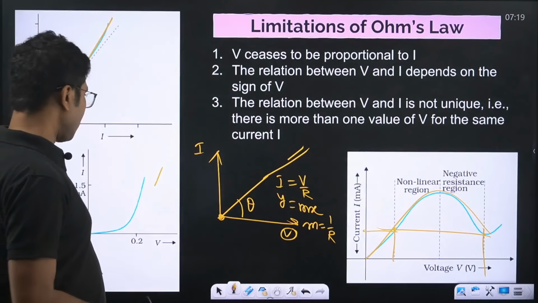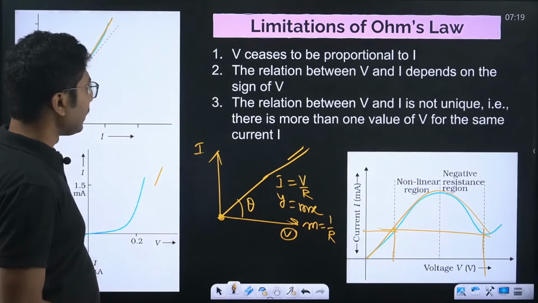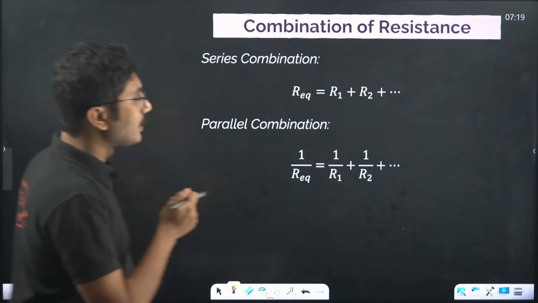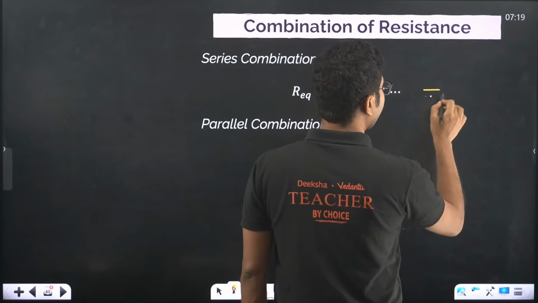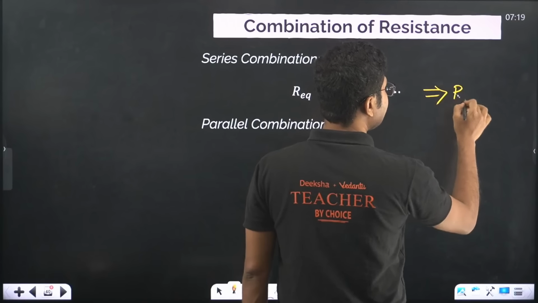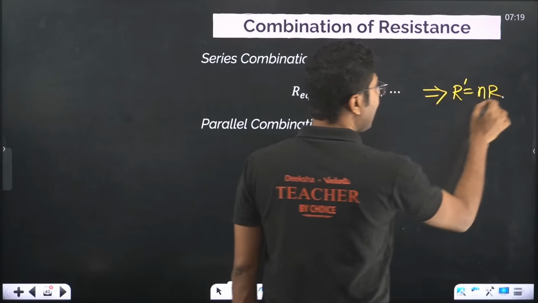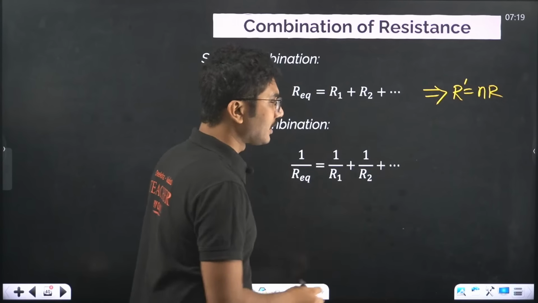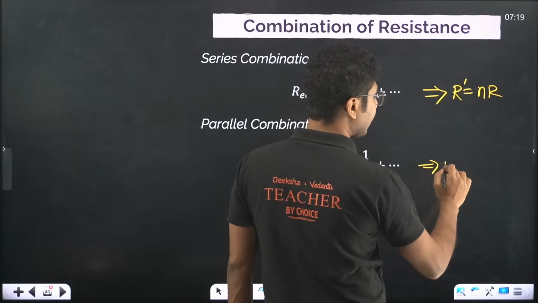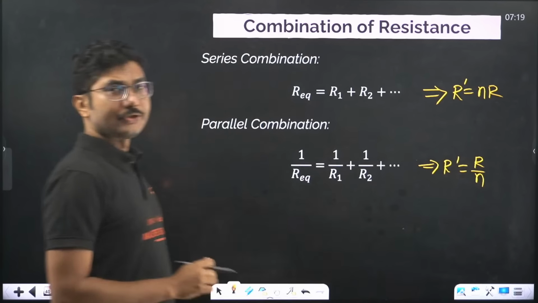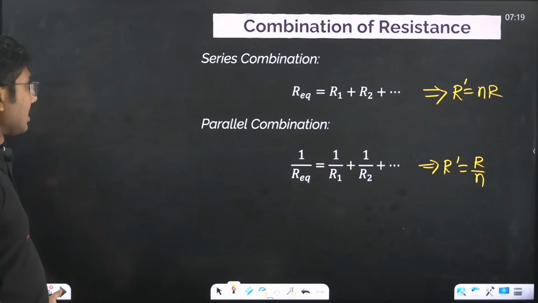Next, limitations of Ohm's law. I don't think there is anything here to learn. Series combination, parallel combination, we all know: if N equal resistances are connected in series, the equivalent resistance becomes N into R, and if the same resistances are connected in parallel, the equivalent resistance becomes R by N. So this is the shortcut formula for series and parallel.